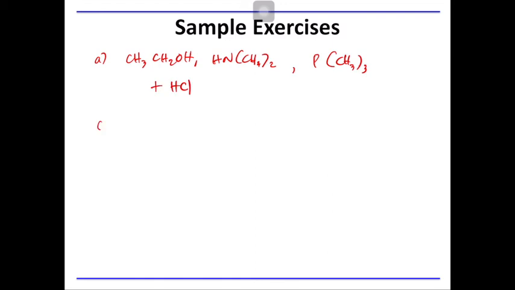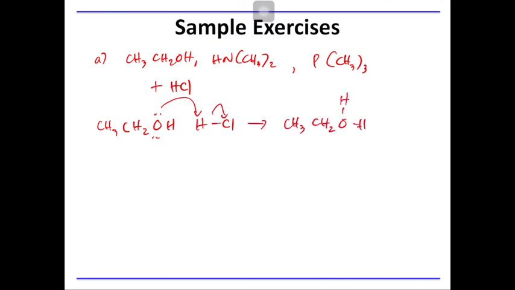So what happens here? Ethanol first. You have hydrochloric acid form protonated ethanol. And in this case, the formal charge is positive 1. So in this context, your ethanol served as both a Bronsted base and a Lewis base. And this one is your conjugate acid. And this one is your conjugate base.